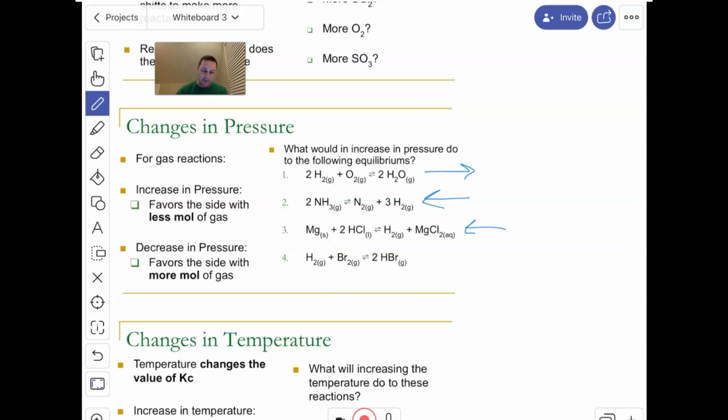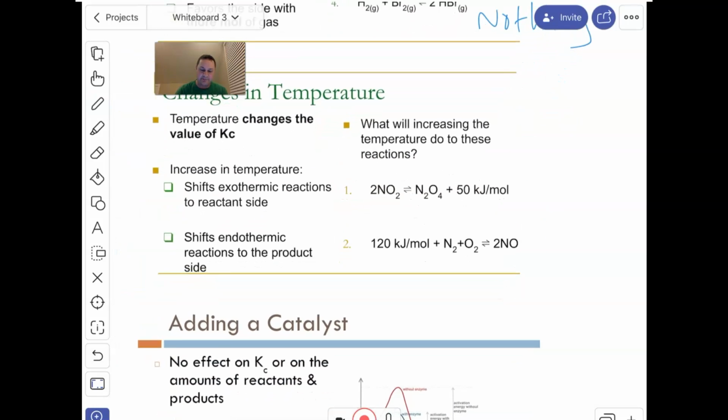All right, and then the last one, number 4, think about what you got for that. Pause, because here it comes. Here comes number 4. We've got 2 moles of gas on the left. We've got 2 moles of gas on the right. What would an increase in pressure do? It would do absolutely nothing. Not when you got equal moles of gas on both sides. And that is it.